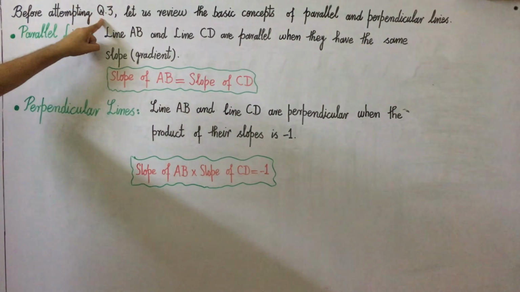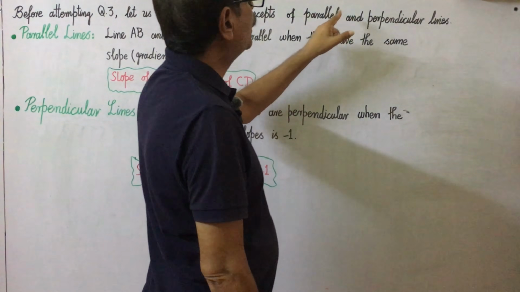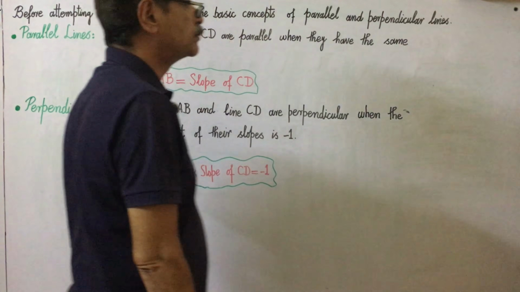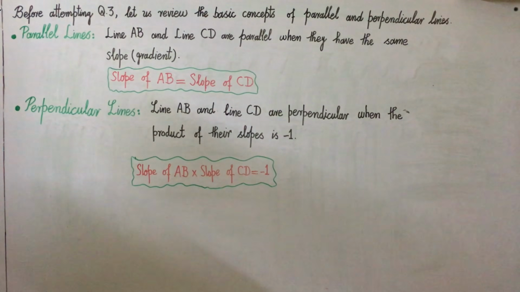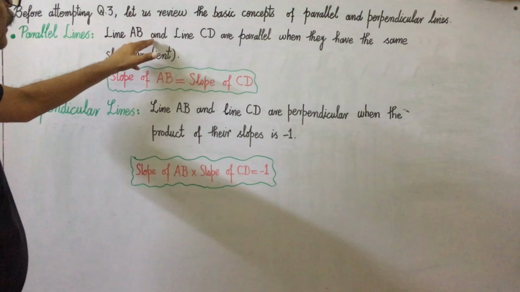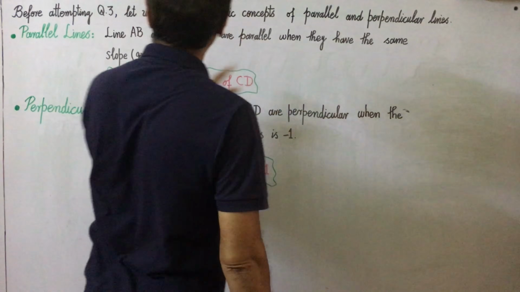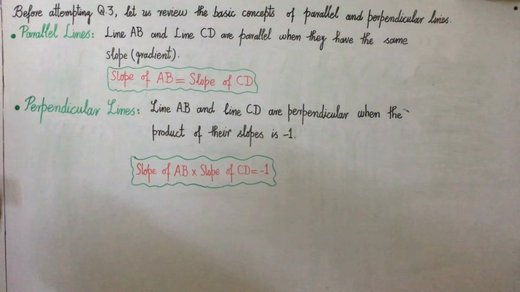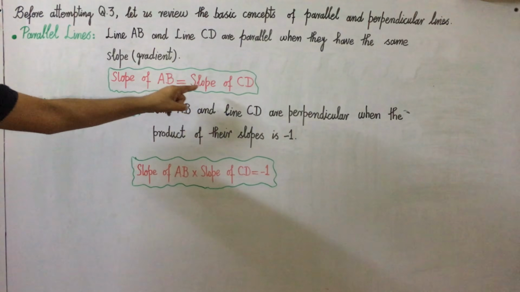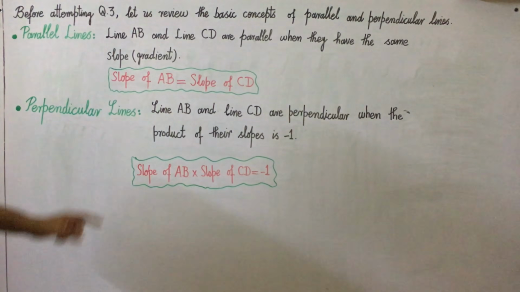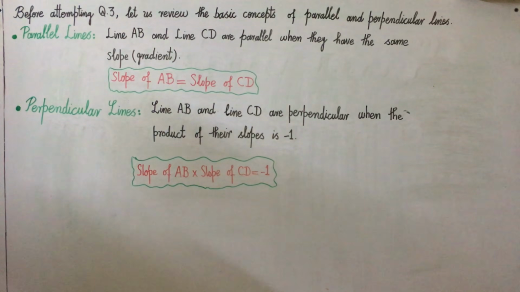Before attempting question 3, let us review the basic concepts of parallel and perpendicular lines. What are parallel lines? Line AB and line CD are parallel when they have the same slope or gradient. If slope of line AB is equal to slope of line CD, then the lines AB and CD are said to be parallel.